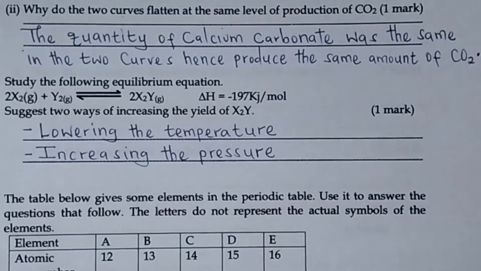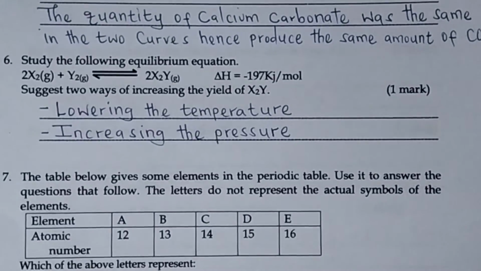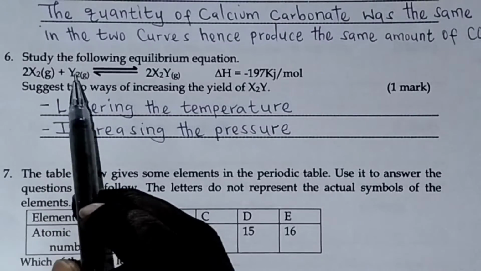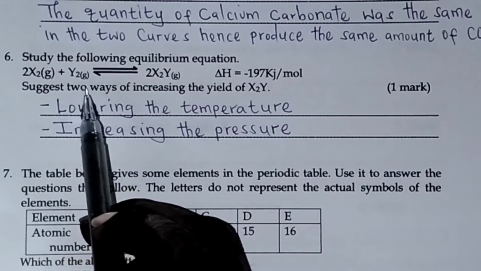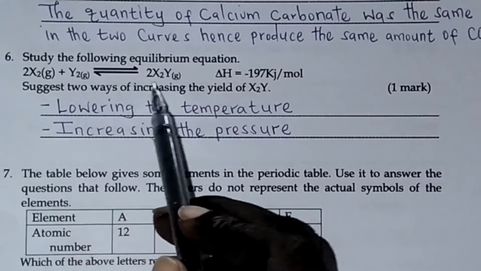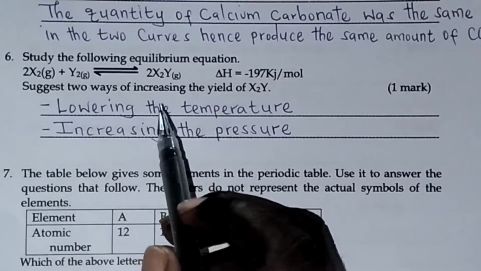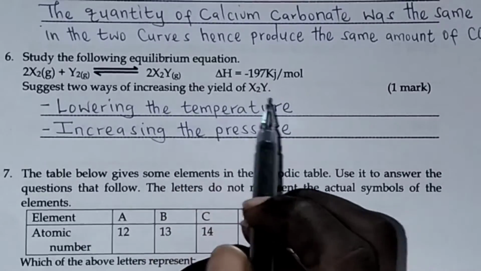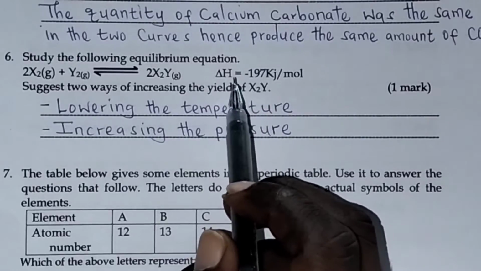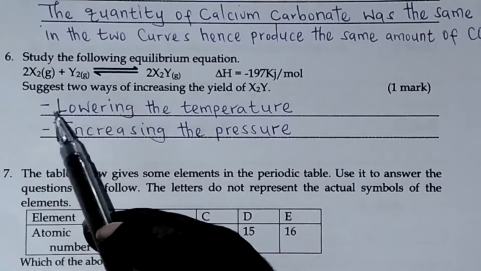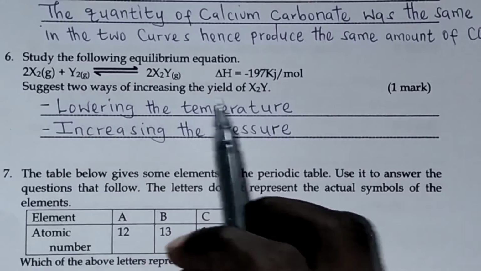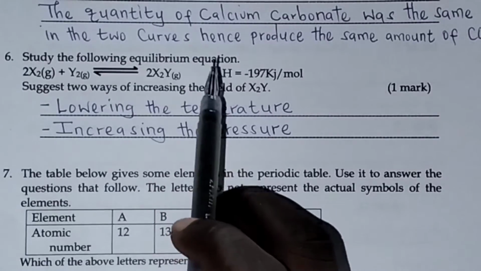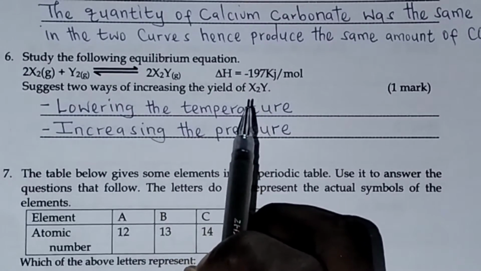So question number 6, we are saying study the following equilibrium equation. We're having 2 moles of X gas plus 1 mole of gas Y. Then in the state of equilibrium, we are going to get 2 moles of the compound X2Y, which is a gas. And we are told this reaction is exothermic because of the negative enthalpy change. So we are told, suggest 2 ways of increasing the yield of X2Y. That's the product. So we can talk of, first of all, factors that affect equilibrium.